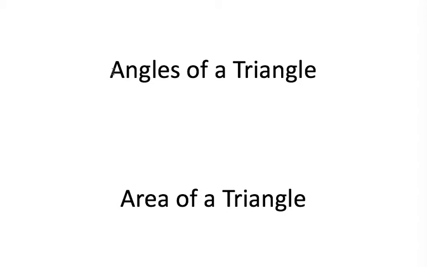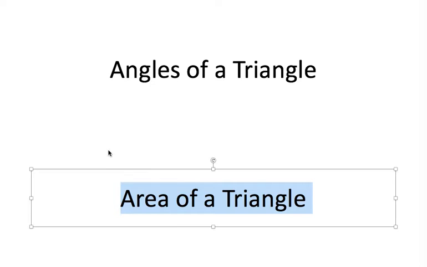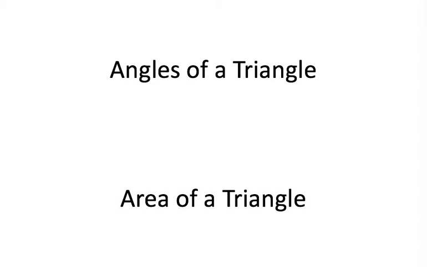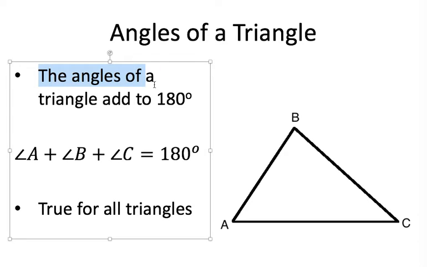This video is on the angles of a triangle and the area of a triangle. First, let's talk about the angles. So, the angles of a triangle will always add up to 180 degrees. This is true for all angles.